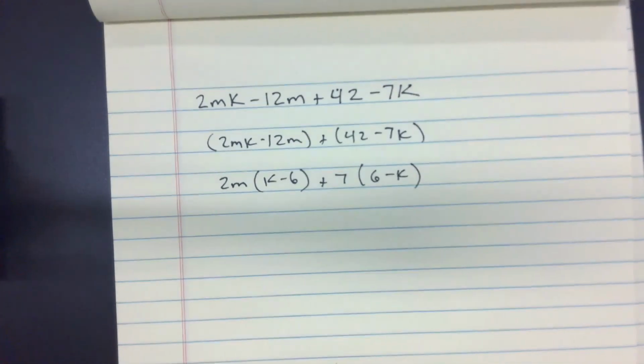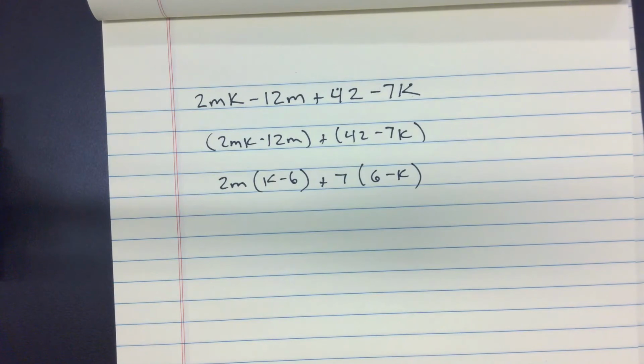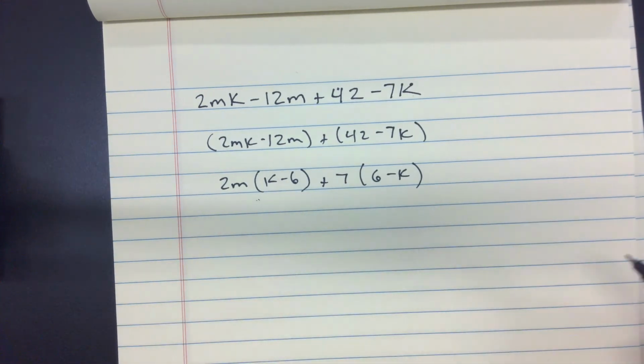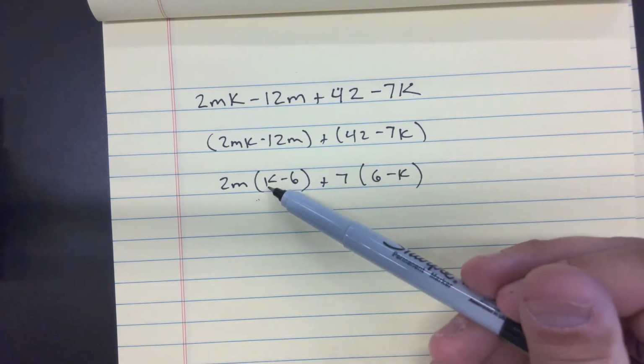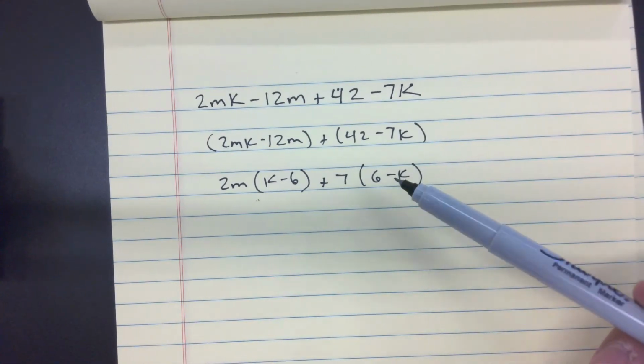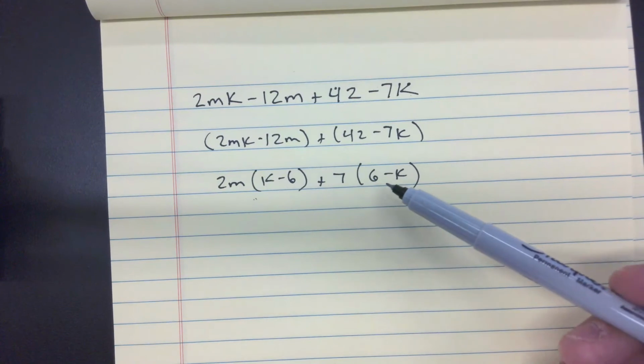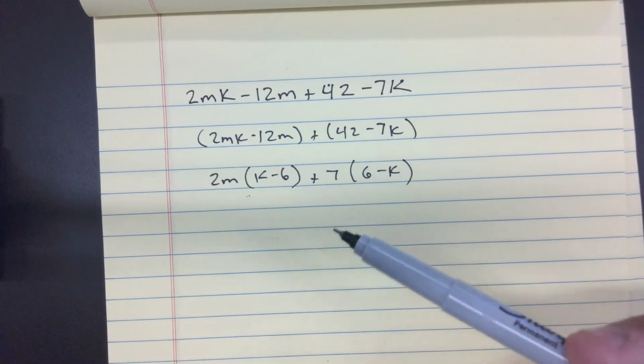Something's wrong, right? The parentheses aren't the same. They're close, but they're not the same. Does everyone see that? This one's k minus 6, this one's 6 minus k. In this one right here, the k is positive, and this one right here, the k is negative. And this one right here, the 6 is negative, and this one right here, the 6 is positive. They're close, but they're not the same.